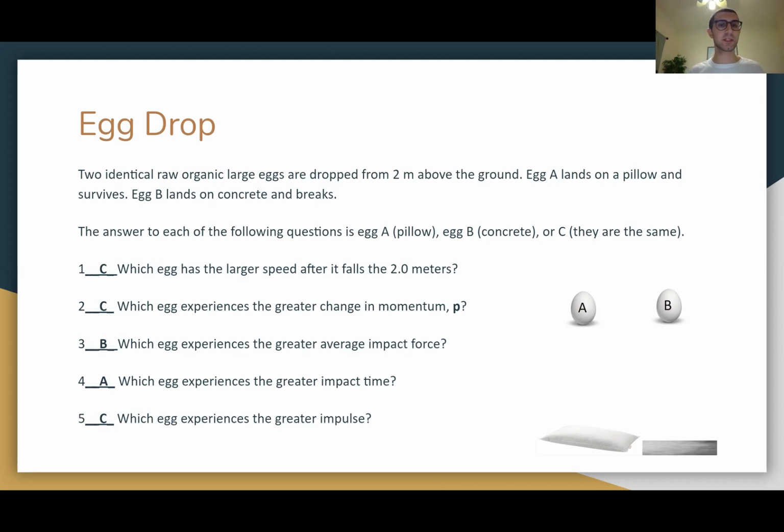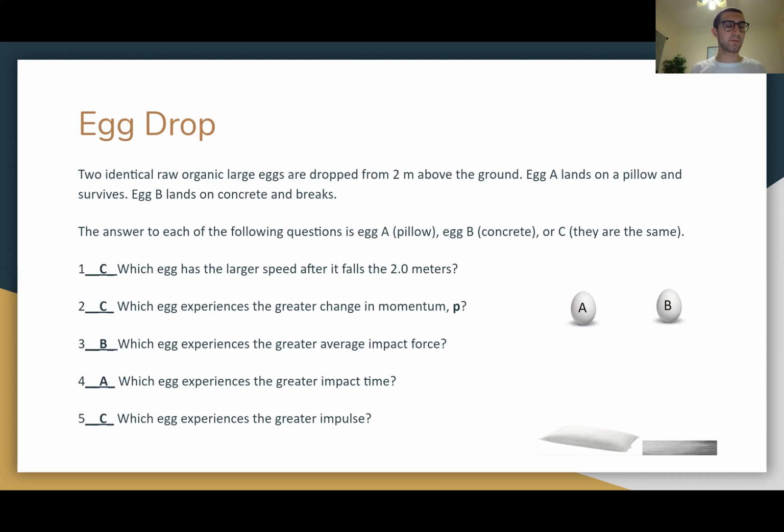Which egg experiences the larger change in momentum? Well, they both have the same change in momentum, right? Because they're identical, they both have the same quantity of motion, mass times velocity, and it goes to 0 at the end when they stop moving. So which egg experiences the greater impact force? The egg that hits the concrete, right? Because they have the same change in momentum, either the time or the force has to be different. The concrete, just like our brick wall, is over in a split second, so the force must be greater.